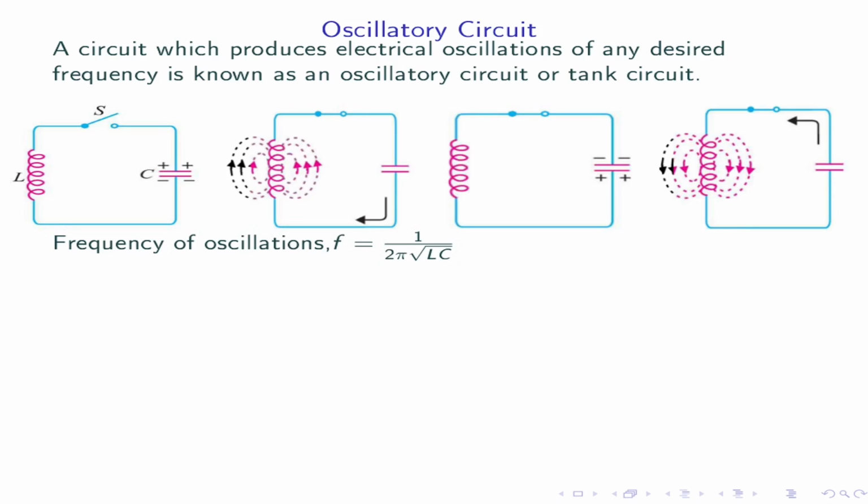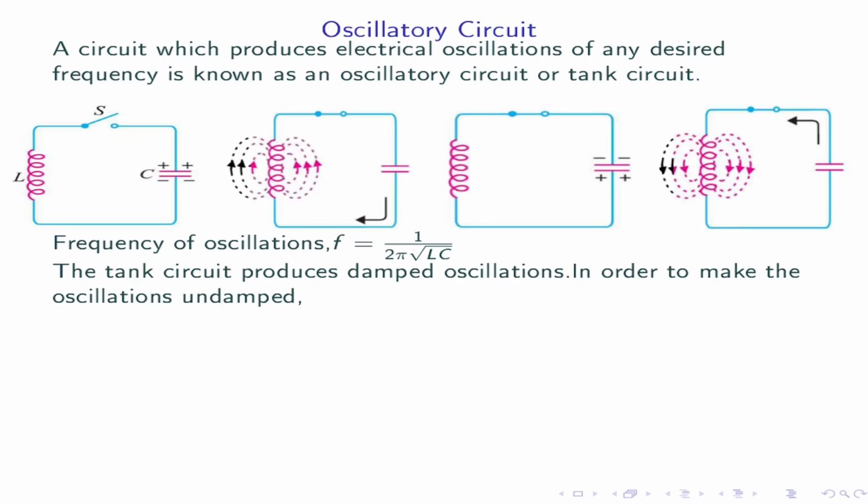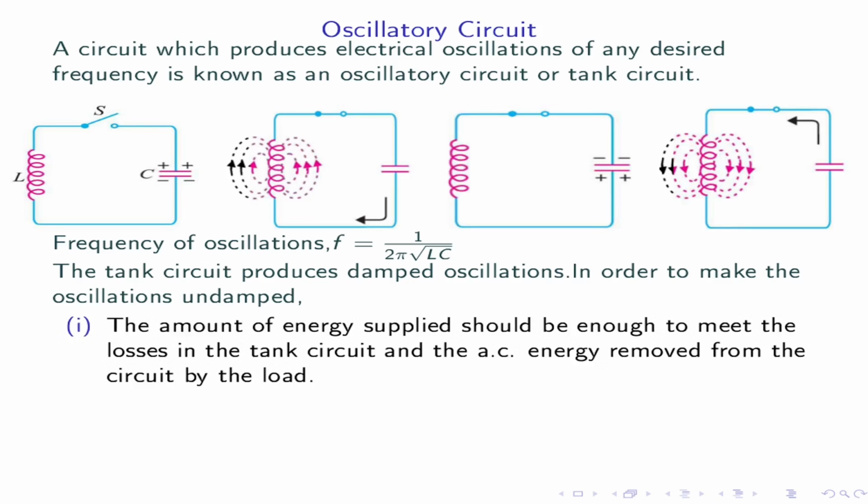In practical tank circuit, there are resistive and radiation losses in the coil and dielectric losses in the capacitor. During each cycle, a small part of original energy is used to overcome these losses. Thus, the amplitude of oscillation is decreasing. In order to make the oscillation undamped, the amount of energy supplied should be enough to meet the losses in the tank circuit and the AC energy removed from the circuit by the load.